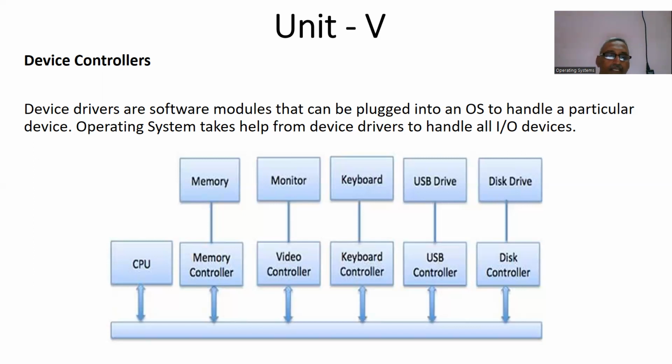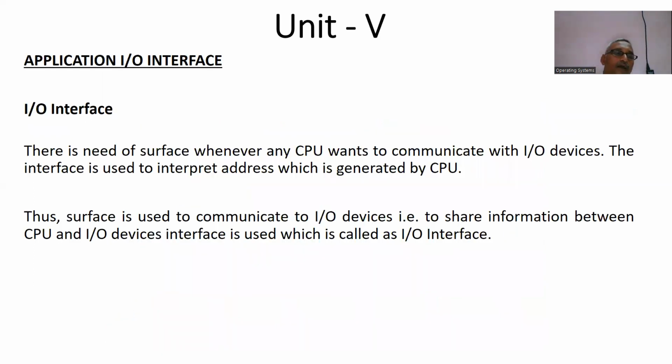Next topic, application input output interface. There is a need of an interface whenever any CPU wants to communicate with input output devices. The interface is used to interpret addresses which are generated by the CPU. Thus, the interface is used to communicate with the input-output device, that is, to share information between CPU and input-output devices. It is called the input-output interface.